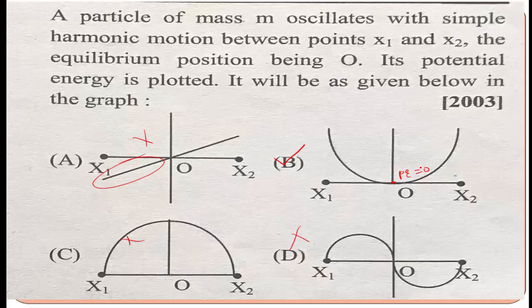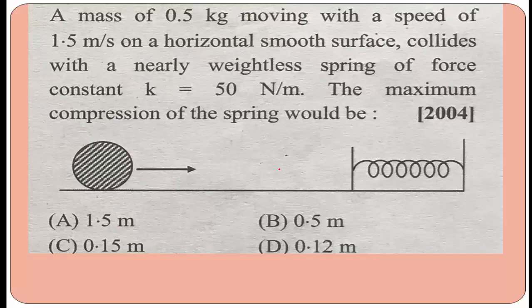The potential energy is 0 at the mean position and increases on both the sides. At this point, the potential energy is equal to mgh. Here also the potential energy is equal to mgh. Potential energy is 0 at the mean position and increases on both sides, becoming maximum at both the ends of these 2 points. The option B is the right answer.